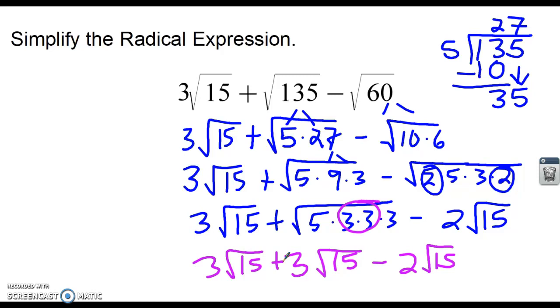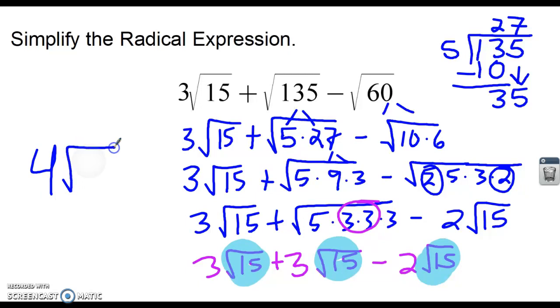Now I have 3 square roots of 15 plus another 3 square roots of 15 minus 2, and these are all like terms. They're like terms because they have the same radicand. They have the same thing in the same radical, same index. These are all like terms. 3 plus 3 minus 2 is going to be 4. My answer will be 4 times the square root of 15.